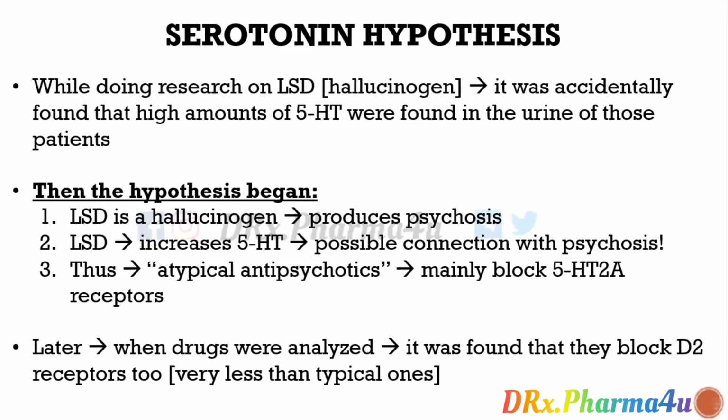Later, when research was conducted on atypical antipsychotics, it was found that they block D2 receptors also. But definitely, they were not so powerful blockers of D2 as typical antipsychotics, but atypical also blocks D2. So that is why we have classified antipsychotics into major 2 categories. One is called typical antipsychotics, which usually acts on D2 receptors. And one is called atypical antipsychotics, which acts on dopamine receptors as well, and serotonin receptors much more.